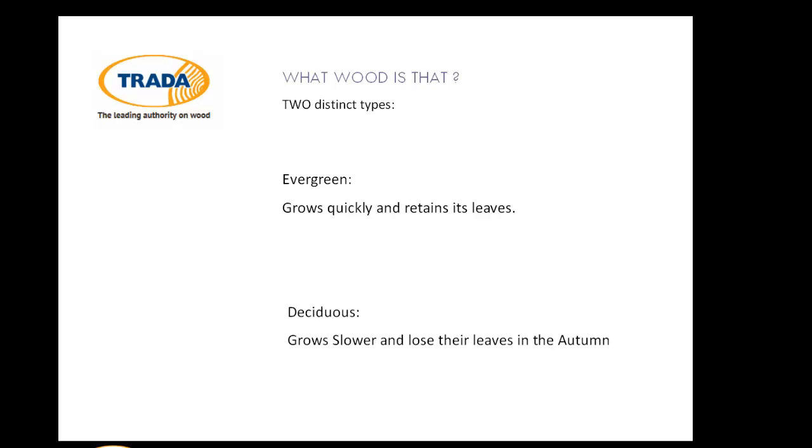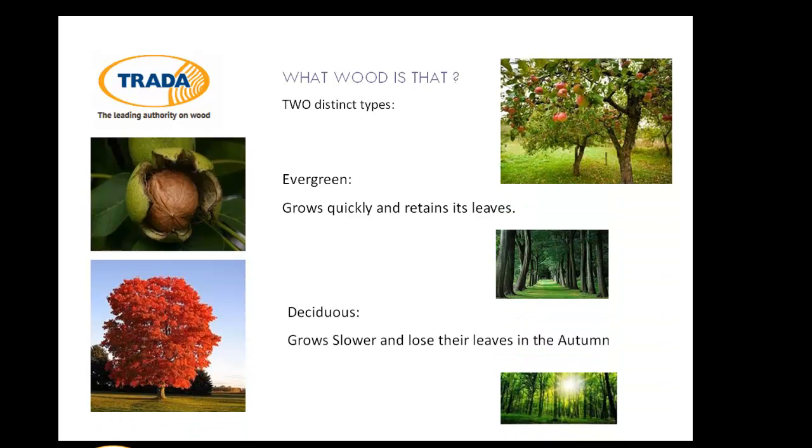What wood is that? We have two distinct types. We have evergreens, which grow quickly and retain their leaves. Then we have deciduous, which grow slower and lose their leaves in the autumn.